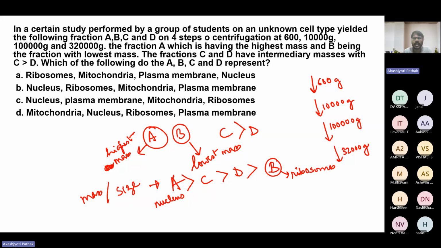That is why you need to go to 320,000 G, more than 200,000 G, for separating the ribosomes. You need an ultracentrifuge for carrying out these experiments. So which is the correct option? Option C is correct because A is the nucleus and D is the ribosome. The rest you can ignore. Just remember the organelle with the highest mass is the nucleus, and the one with the lowest mass is the ribosome. If you know this, you can solve this question.